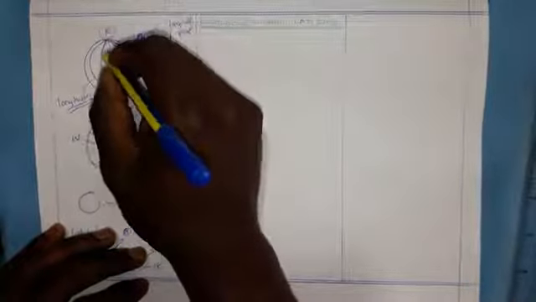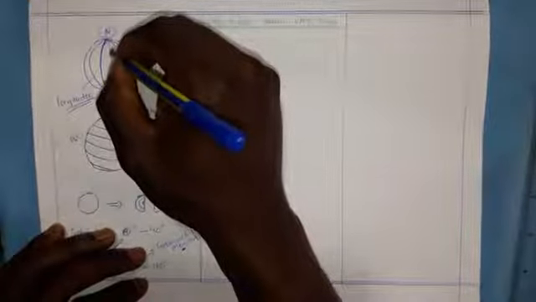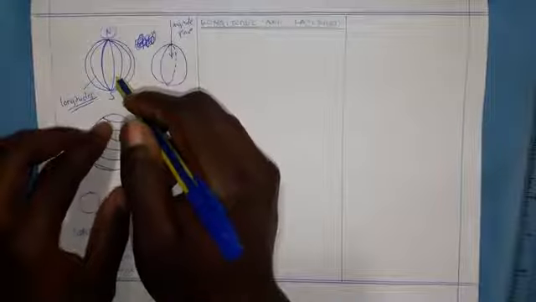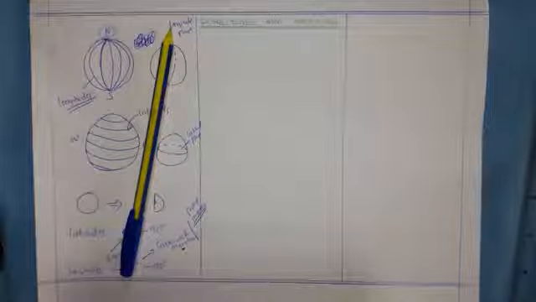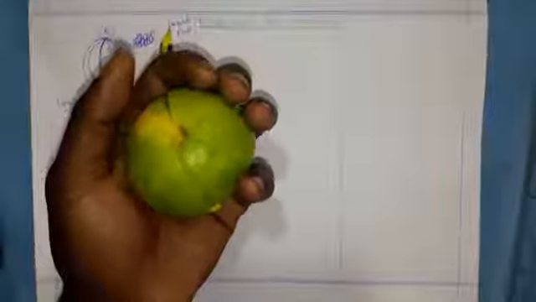If I assume that this is my zero, my prime meridian or Greenwich meridian, all the longitudes that will be on the right side when you face the Earth, assuming that I'm in space and I'm facing the Earth the way it is. Let me get my oranges here so that you may get a practical analogy.